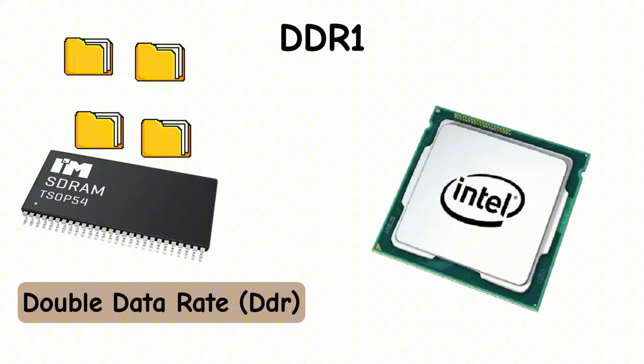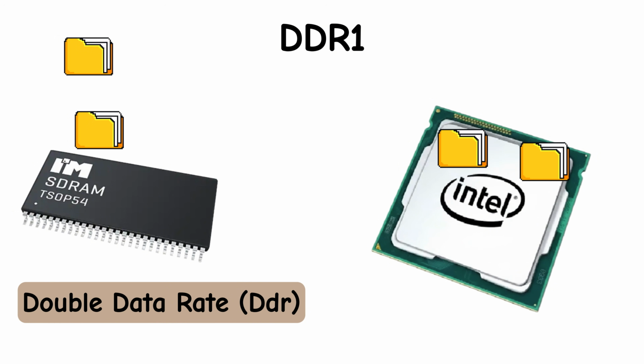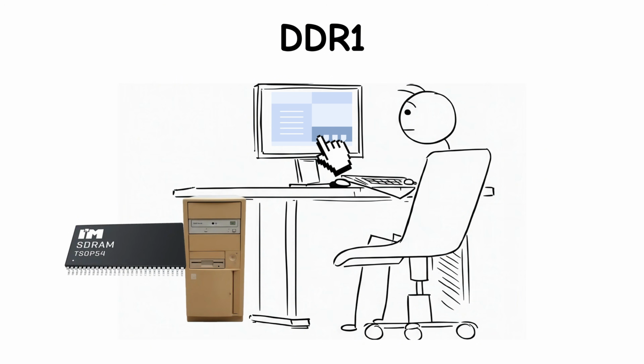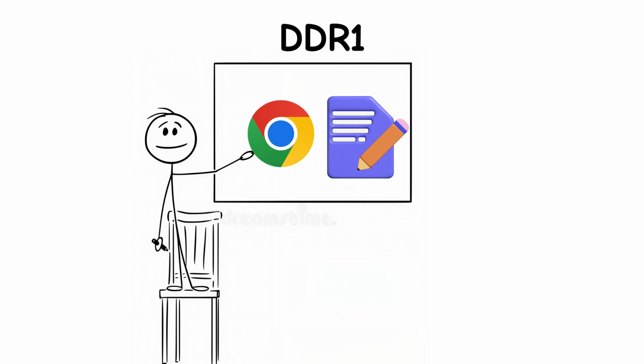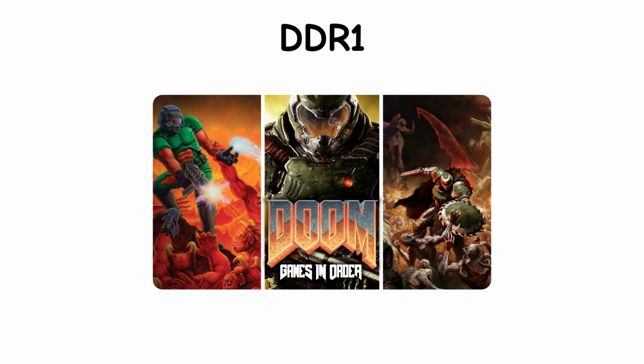DDR was created to fix that by sending data twice per cycle compared to SDRAM, so computers immediately felt more responsive. DDR1 could go up to an effective 400 MHz and usually topped out around 1 GB per stick, which was enough for web browsing, office work, and light games like Doom.